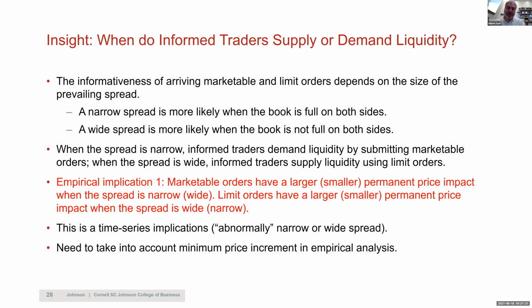When the book is full on both sides, the spread is going to be narrow. When the book is not full on both sides, the spread is going to be wide. So when the spread is narrow, informed traders demand liquidity by submitting marketable orders. When the spread is wide, they supply liquidity using limit orders. So that's going to be one empirical implication: marketable orders will have a larger permanent price impact when the spread is narrow, and limit orders will have a larger permanent price impact when the spread is wide.